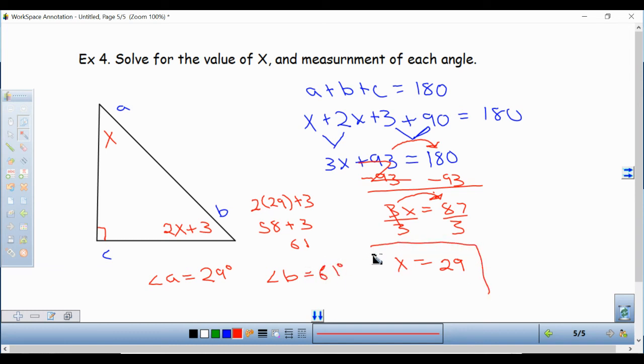So here are all three of the different measurements. Angle A is 29 degrees. Angle B is 61 degrees. And the value of x was 29. And angle C I know is 90 degrees. It's given to me.